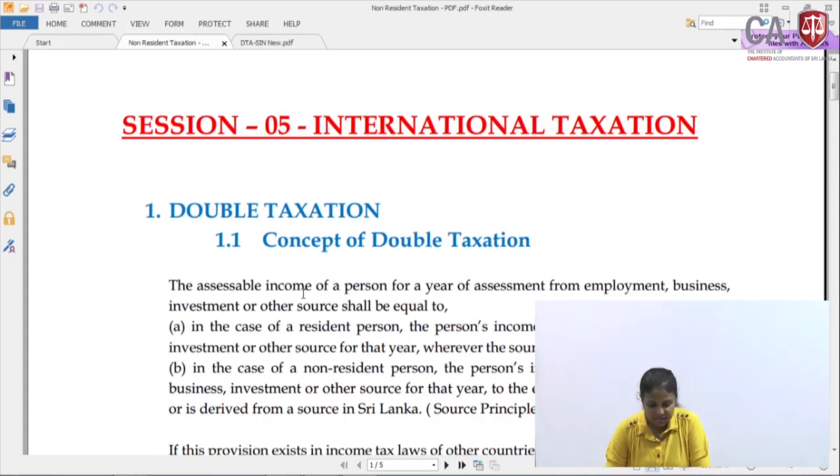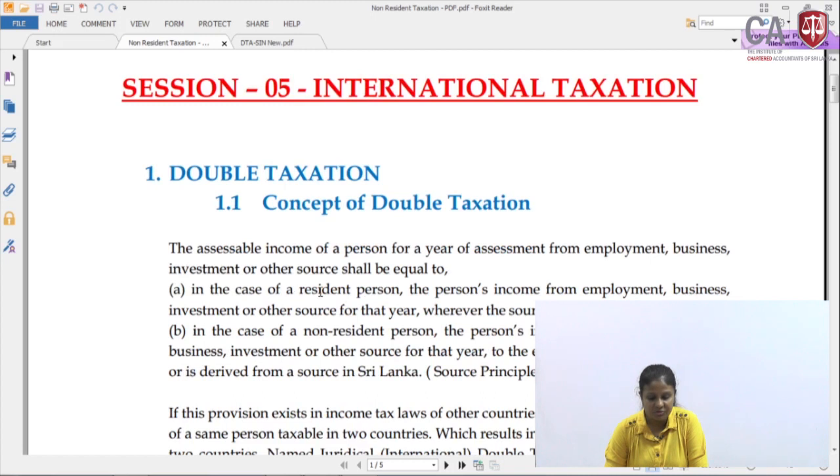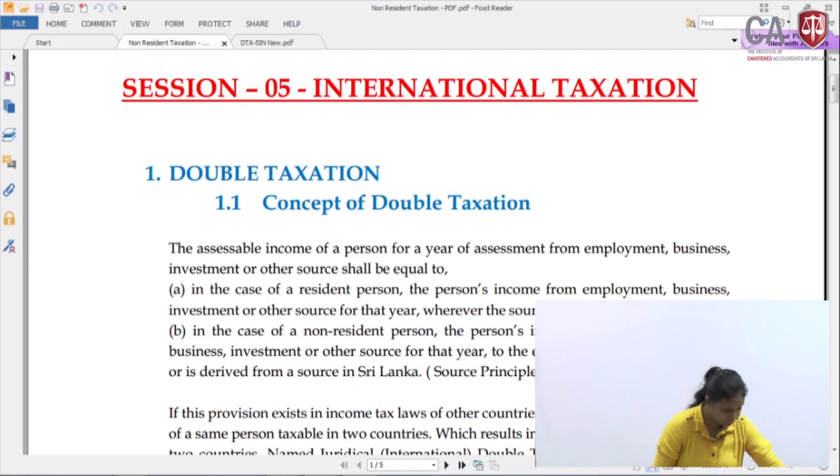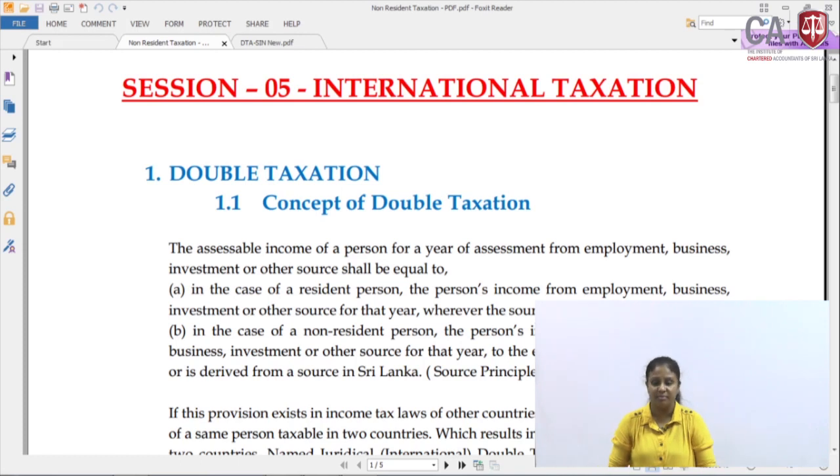In that, the assessable income of a person for a year of assessment from employment, business, investment and other source shall be equal to A, in the case of a resident person, the person's income from employment, business, investment or other source for that year, wherever the source arises. All of you know this. We are talking about the source, the global income.